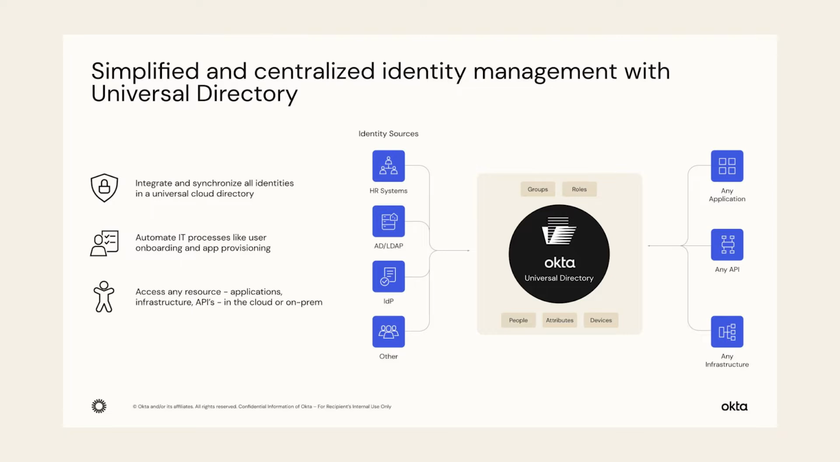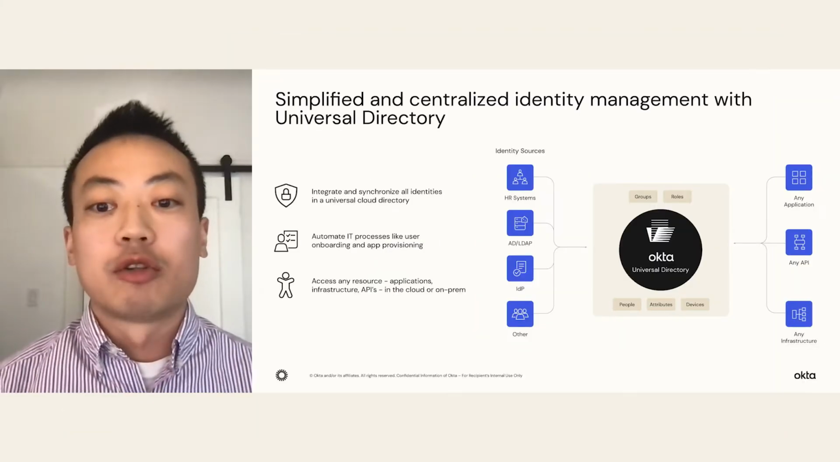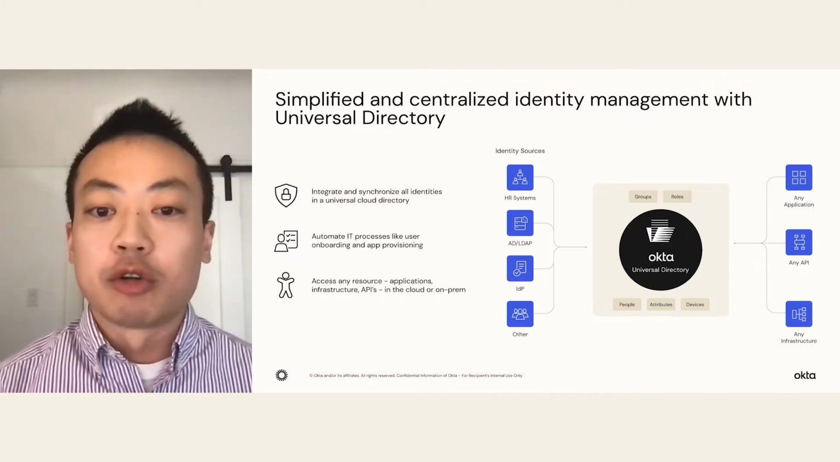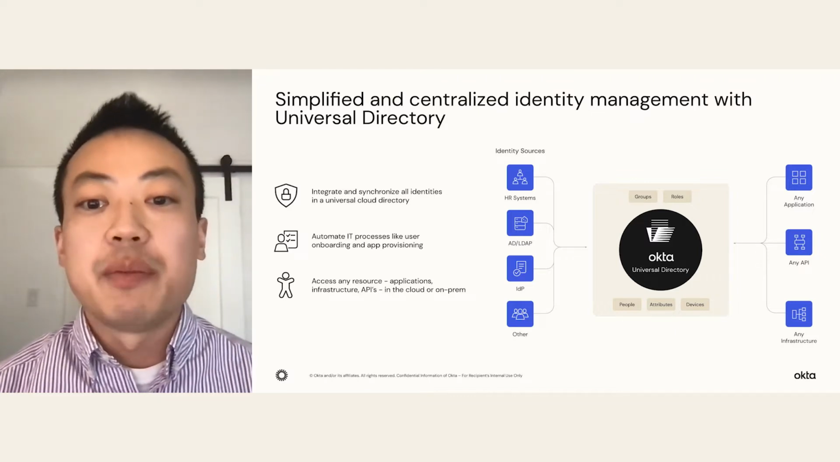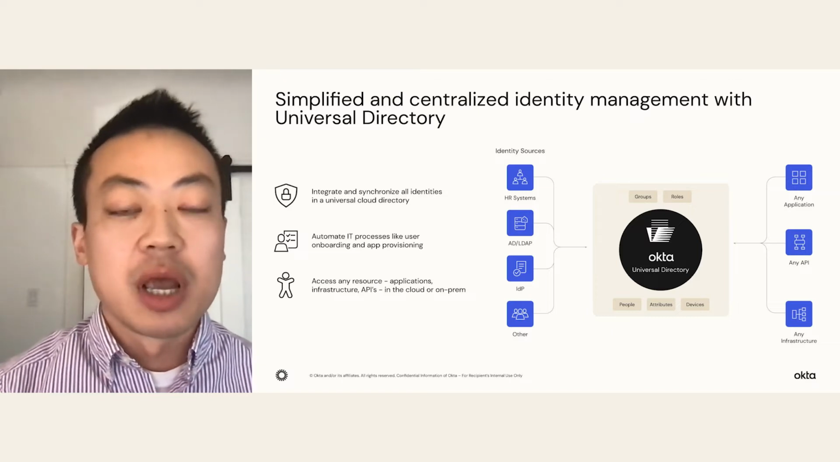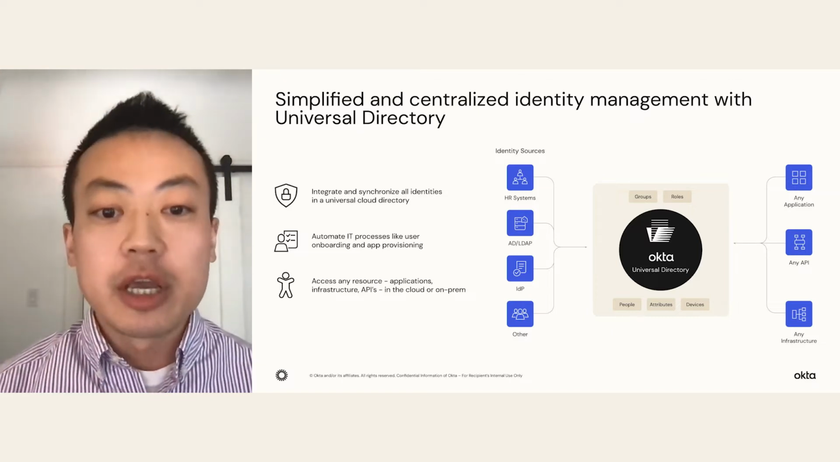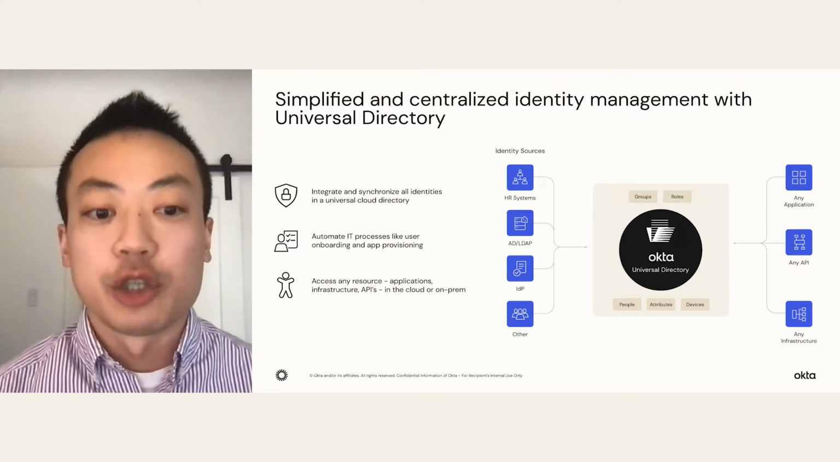And Universal Directory supports access to more than just cloud apps, right? It works across the stack so that you can integrate access policies across your infrastructure, APIs, and applications in the cloud or on premises into a single policy and security engine.